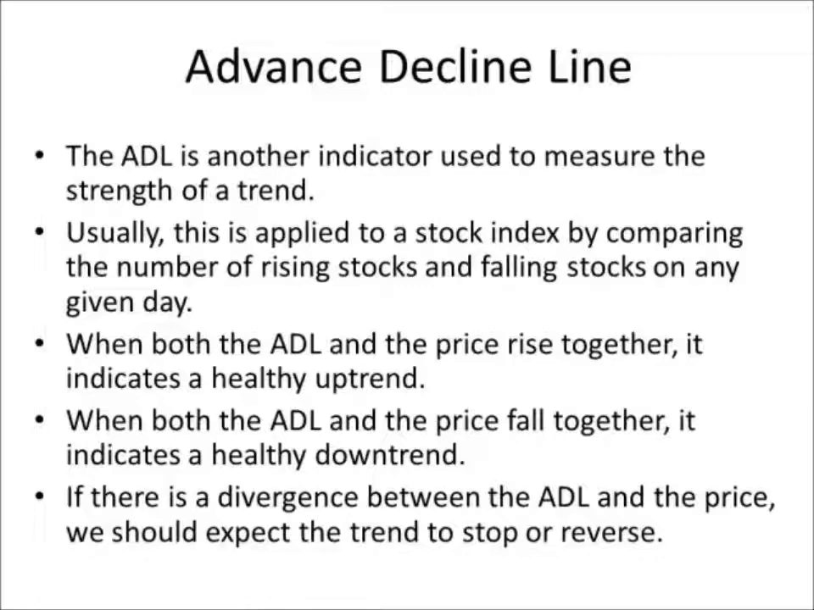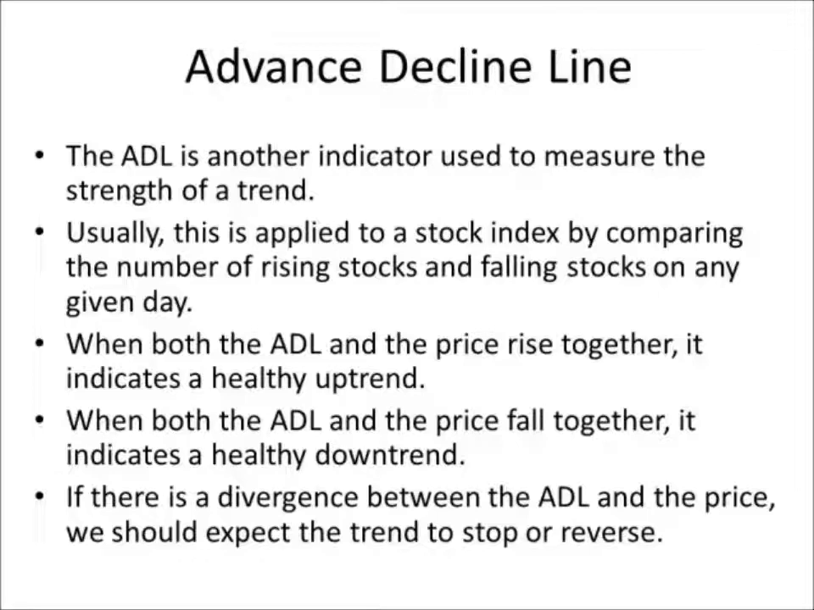Advance decline line. The next indicator we'll talk about is the advance decline line, or the ADL. And this is another indicator that is used to measure the strength of a trend. Okay? And again, I haven't shown you the calculation here. This one is actually not that difficult to calculate, but it requires data that we don't necessarily have. It requires lots and lots of data. So we're not going to show you, but again, you can look this up and you can calculate this yourself very, very easily.